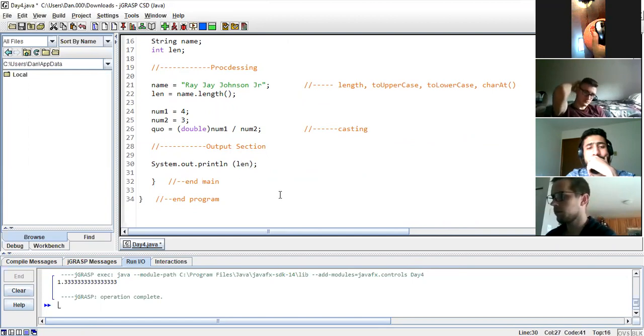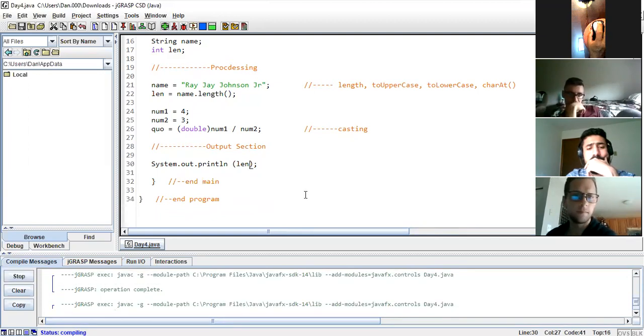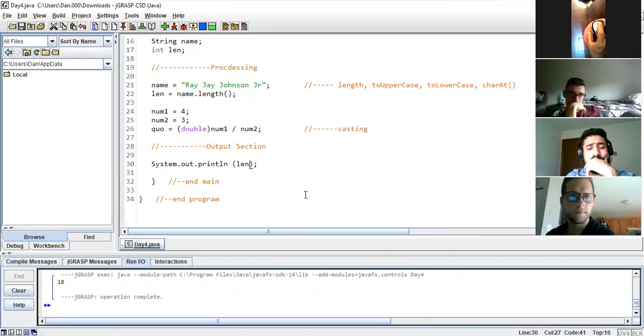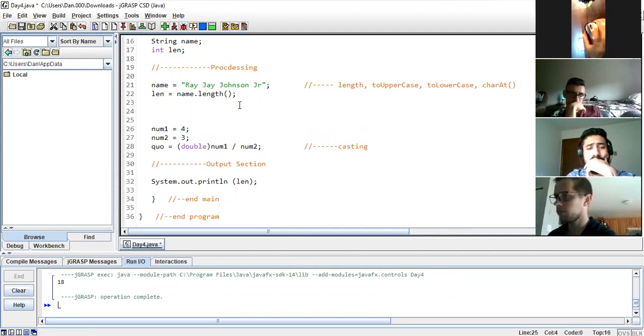What should the length be of Ray J. Johnson Jr.? Anyway, 3, 4, 5, 6, 7, 8. 18. I thought I got 17. 4, 8, 10, 12, 14, 16, 18. Well, we'll let the computer do the work. Computer says the actual length is 18. Very good. Okay, the length is 18.